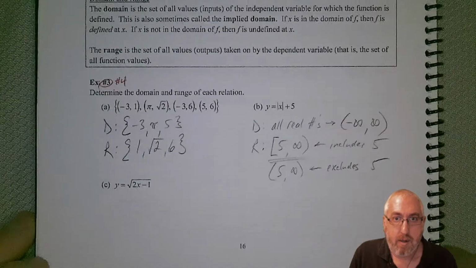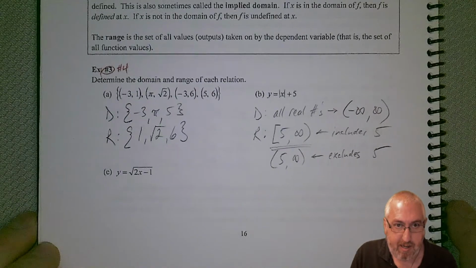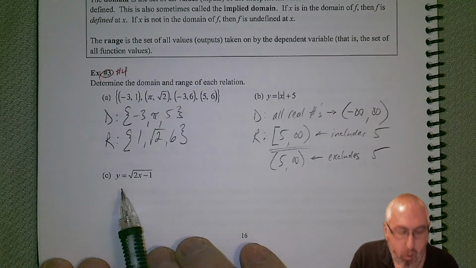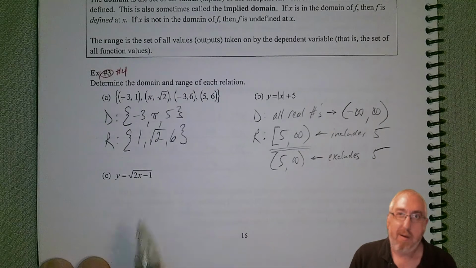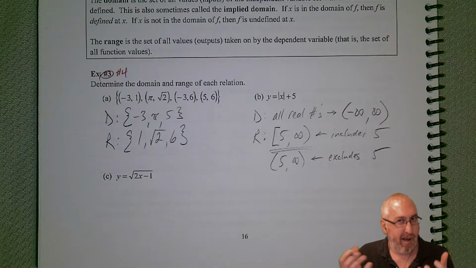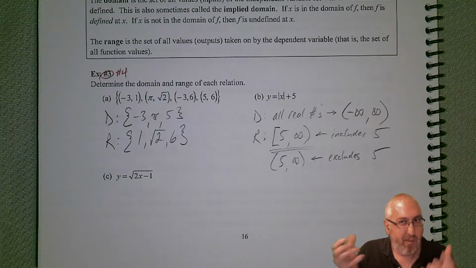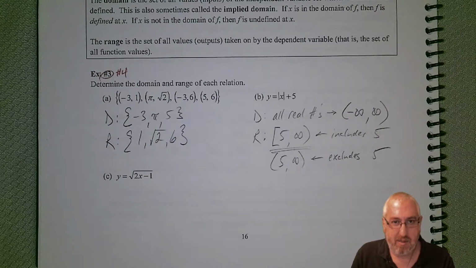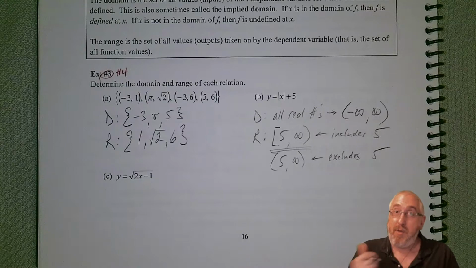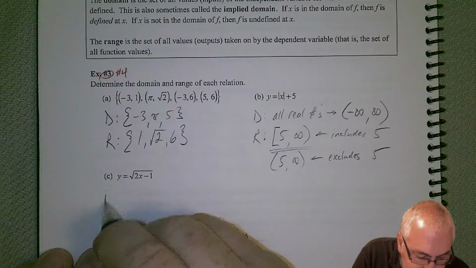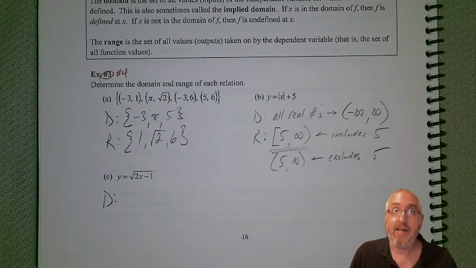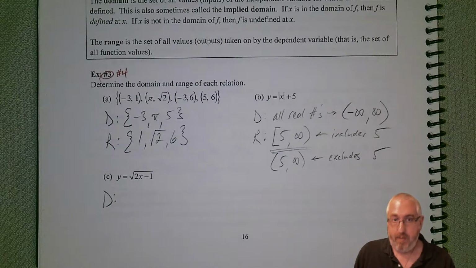All right, so let's take a look at this last one. y equals the square root of 2x minus 1. All right, so square roots, again, negatives, we're going to want to be careful around negatives and stuff. But let's start with the domain. What values of x can we plug in and get a value of y out of it?